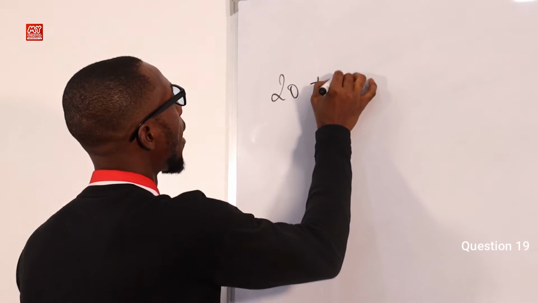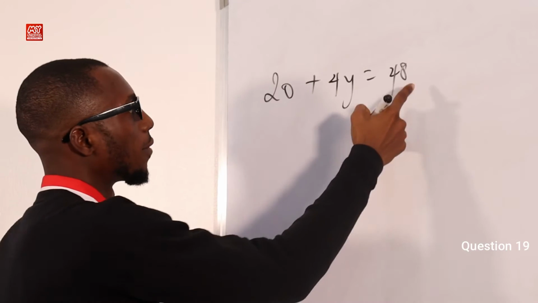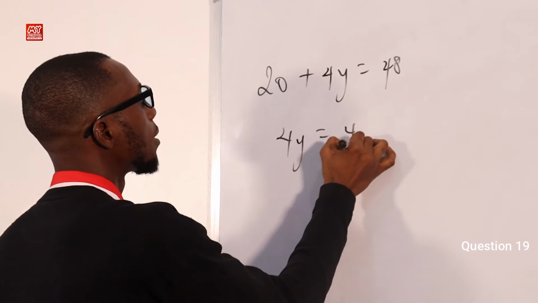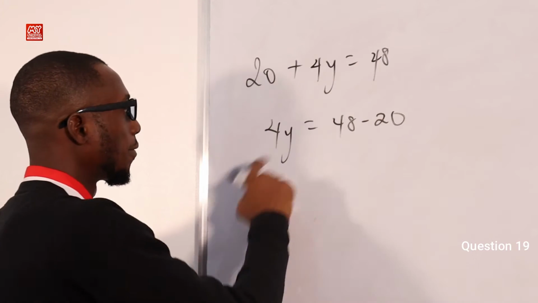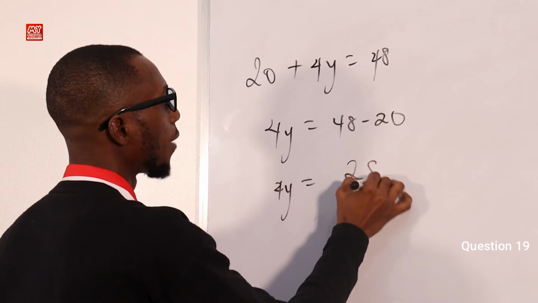20 plus 4y equals 48. We are asked to find y. The 48 is the total mark. So that will be 4y equals 48 minus 20. So 4y equals 48 minus 20, we have 28.